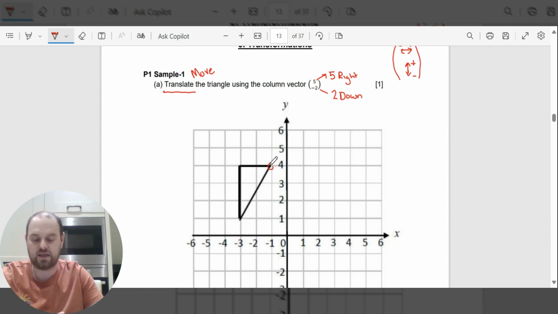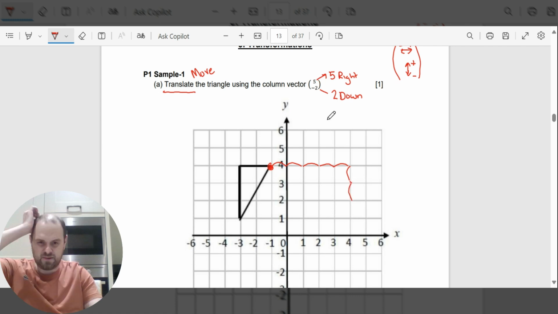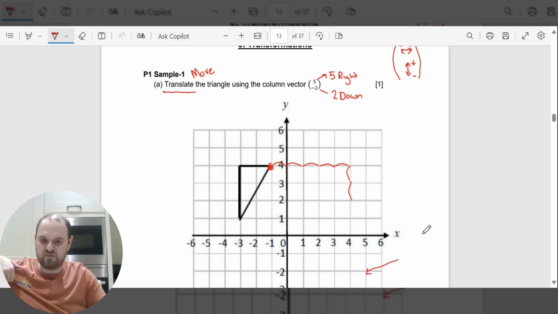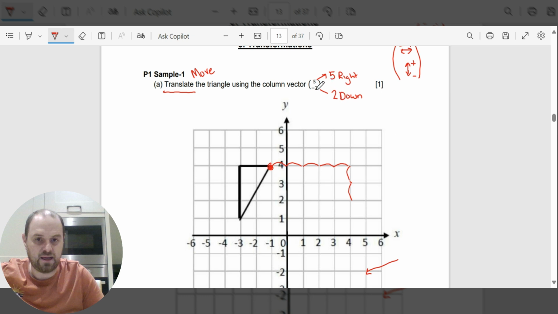Alternatively, pick a corner and move it 1, 2, 3, 4, 5 squares over, 2 down. What are the mistakes that are made here? People think that this is something to do with a coordinate. People go down here for some reason. They kind of go, oh, down here, that's where 5 minus 2 is. No, doesn't matter. That's not a coordinate. That's a movement. 5 to the right, 2 down. Here is the new position.